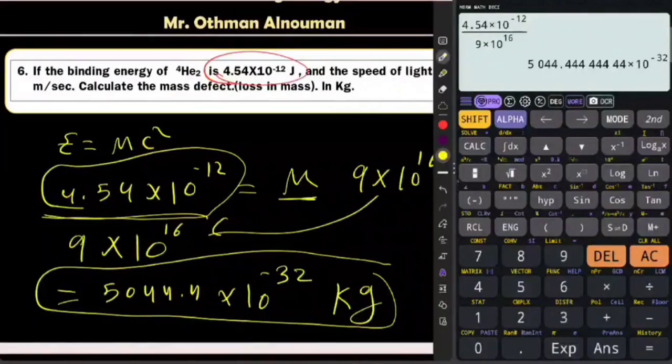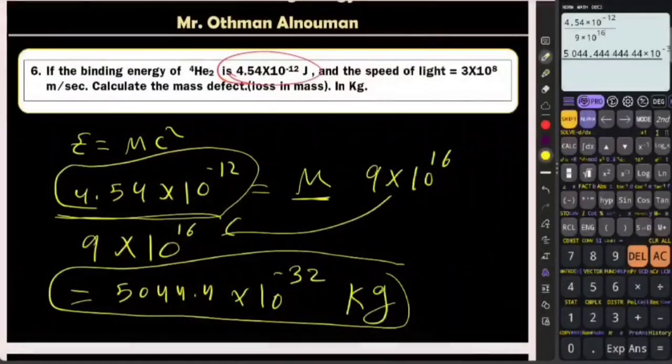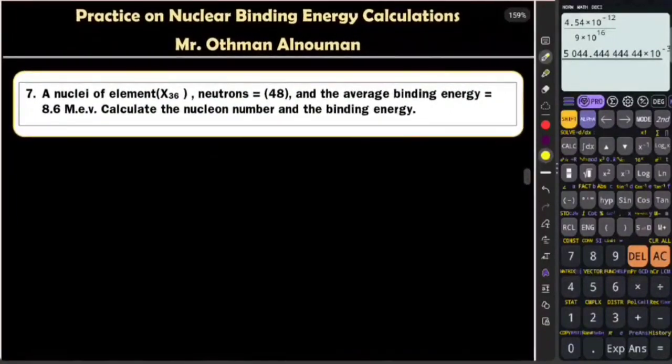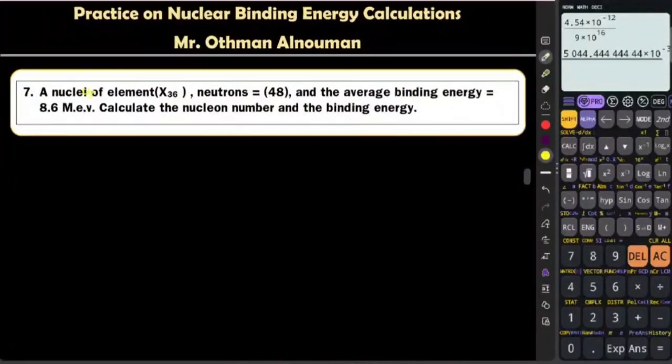Let's go to another question. It says a nucleus of an element X36. So here, a nucleus of element X36, the atomic number is 36, and the neutrons are 48. And the average binding energy is 8.6 million electron volt. Calculate the nucleon number and find the binding energy. Now first we'll calculate the nucleon number.